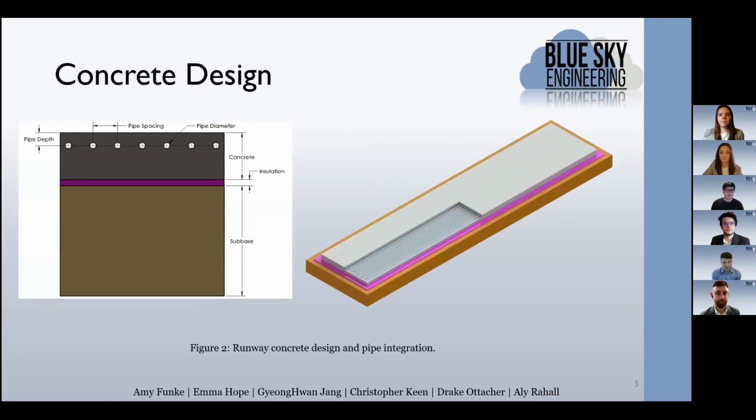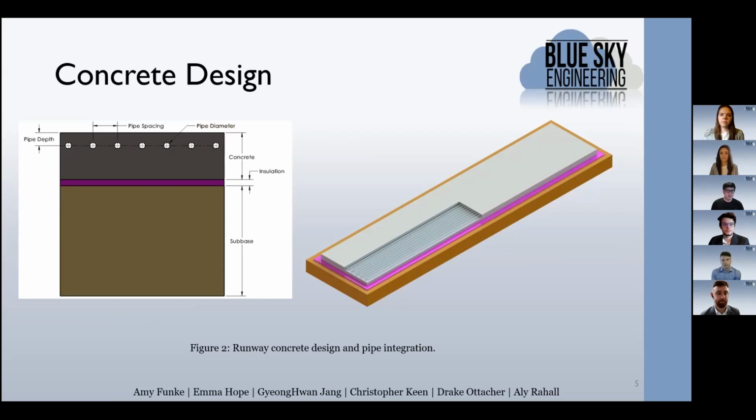So the first part of our design was to look at the runway concrete structure and see how it would interact with the hydronic heating system. From literature, we knew that most hydronic systems use embedded piping that snakes and weaves underneath the surface, carrying the hot working fluid to then provide the thermal energy to the surface. Some key parameters with this then, as seen in the figure on the left, are the pipe depth, the pipe spacing, and the pipe diameter.